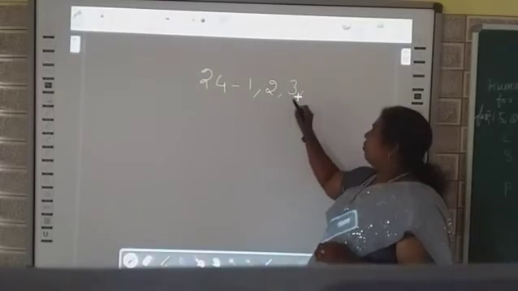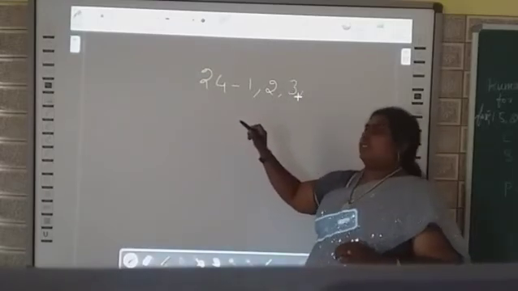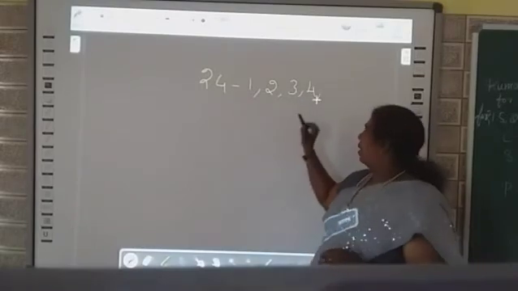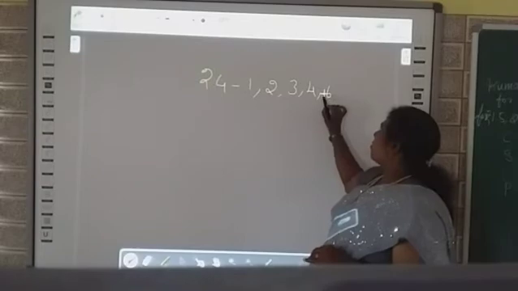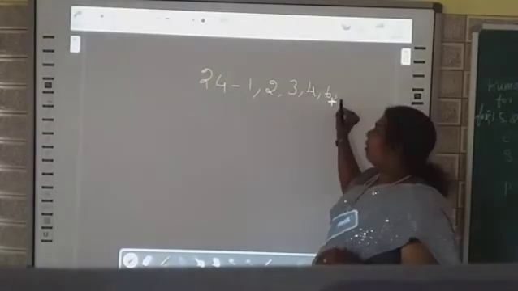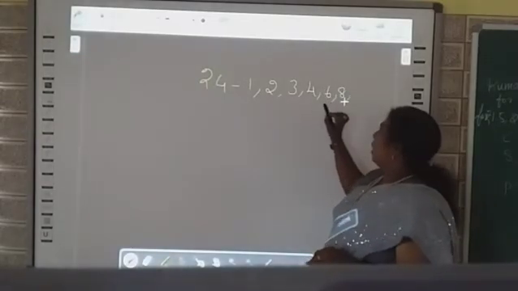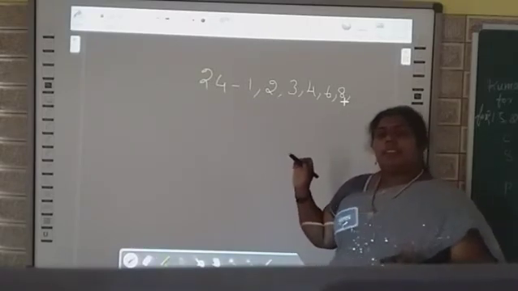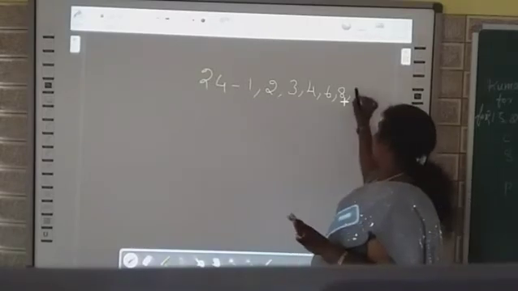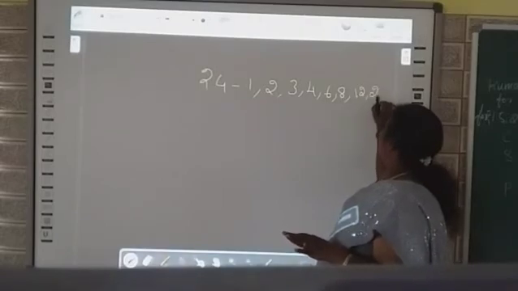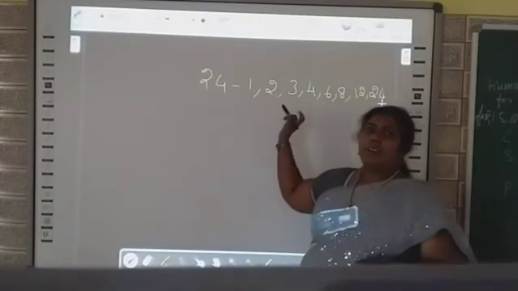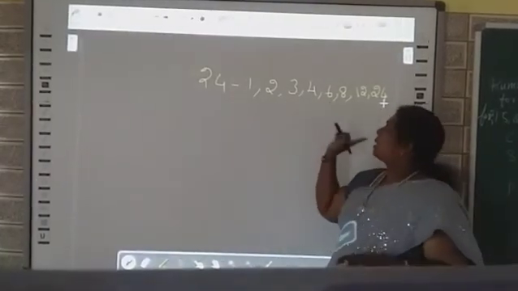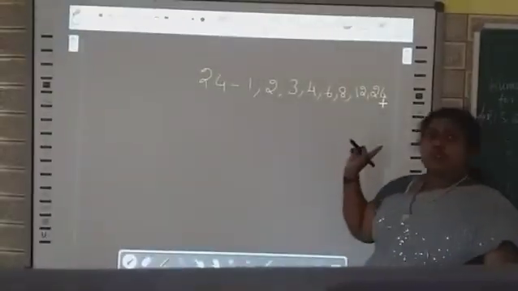Then the fourth table, 6 times it will come. Then is the fifth table possible? No, cannot. The sixth table, 6 fours are 24. Then 7 is not possible. The eighth table will come, 3 times. Then 9 is not possible, 10 is not possible. Then 12, then 24. So the factors of 24 are 1, 2, 3, 4, 6, 8, 12 and 24.